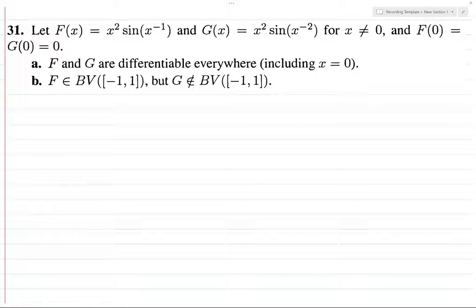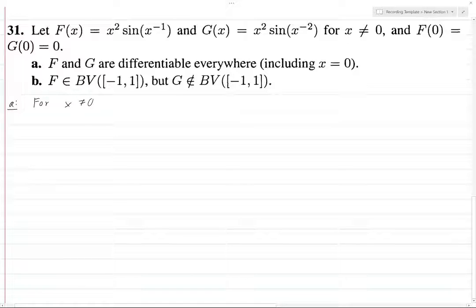All right, exercise 31. This one's a little interesting. More looking at just examples of specific functions that have certain neat properties. So here we're going to give examples of two functions that look fairly similar but have very different properties. We're going to start off with part A by showing that they're differentiable everywhere, including at 0.